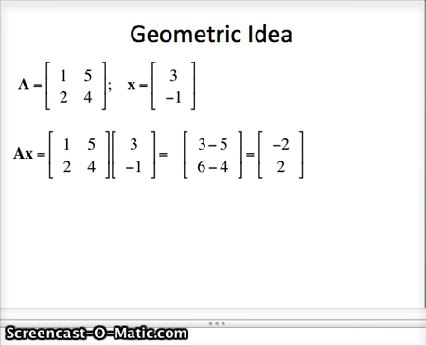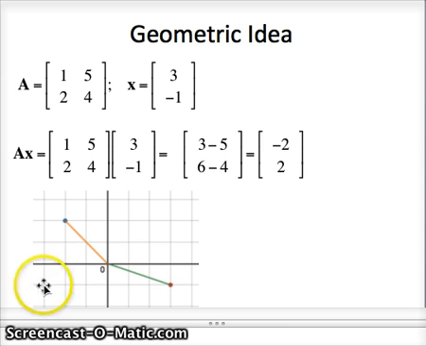Let's first look at the multiplication. A times x, 1, 5, 2, 4 times 3, negative 1. 1 times 3 plus 5 times negative 1. 3 plus negative 5, or negative 2 in the x direction. 2 times 3 is 6. 4 times negative 1 is negative 4. 6 minus 4 is 2 in the y direction. So I could graph both of these. I could graph x and I could graph Ax, and we're going to see how they're related to each other.